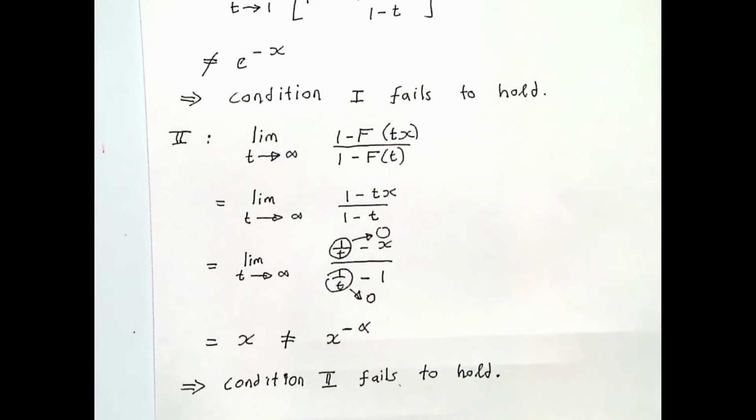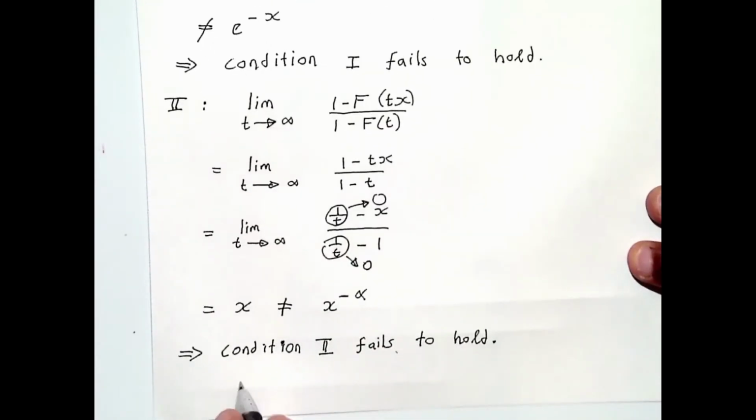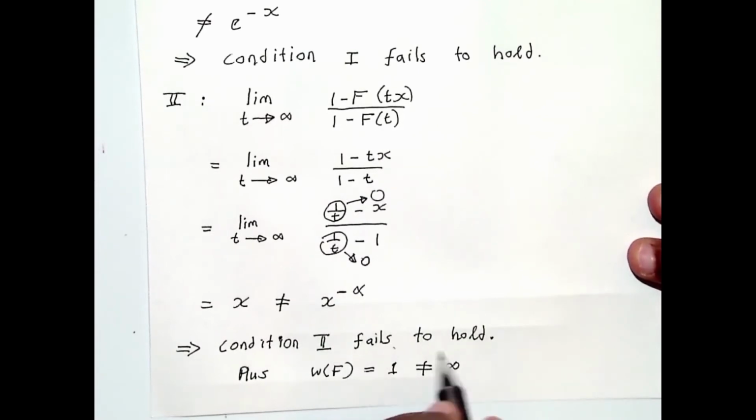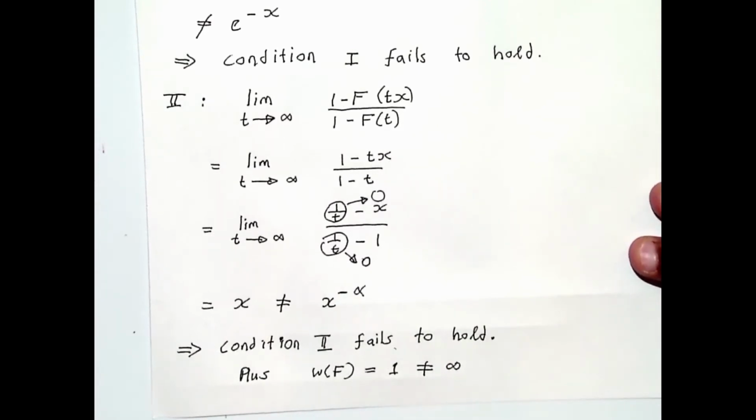Right. Also, for condition 2 to be satisfied, W of f must be infinity, which is not the case, right? Plus, W of f is equal to 1 in this case, which is not equal to infinity. So hence, this is another reason why condition 2 fails to hold, right? Okay.